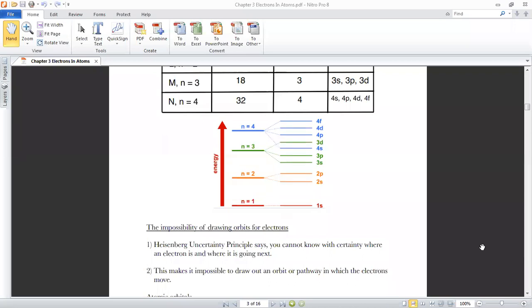But this cannot be explained by previous models, which are called Bohr's model or Rutherford model. But this new quantum mechanics model, or this subshell model, will explain everything which was not covered by the previous models. So, what are the shapes of these orbitals?